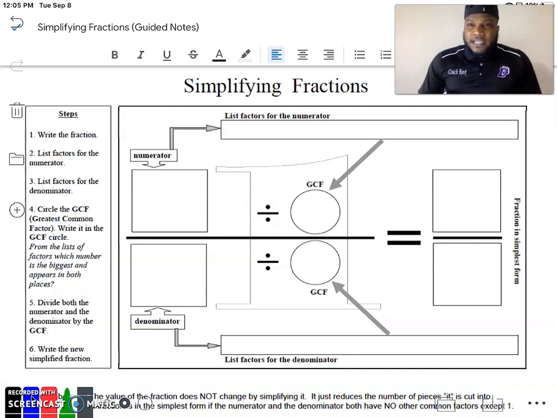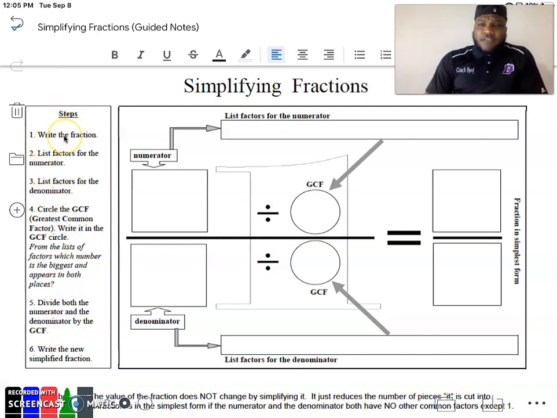Your goal for today is to be able to simplify fractions using the greatest common factor. And I was very strategic with using the greatest common factor because you can simplify fractions just using common factors, but it's much easier if you use the greatest common factor. And over here, I list the steps in which you are able to simplify fractions using the greatest common factors, which should simplify it for you.